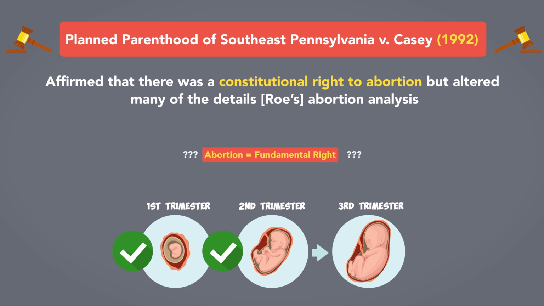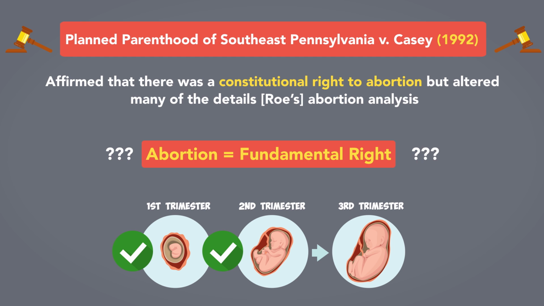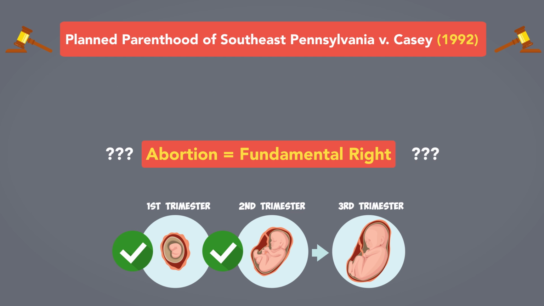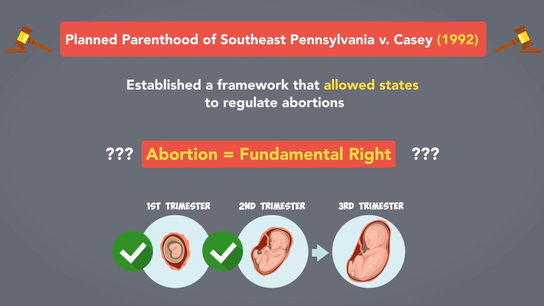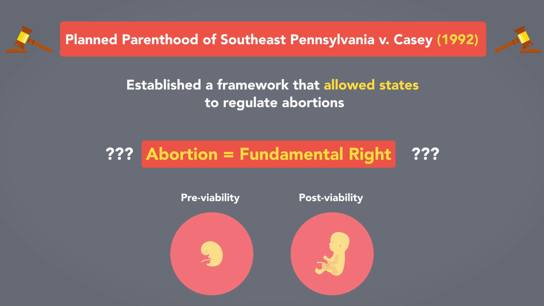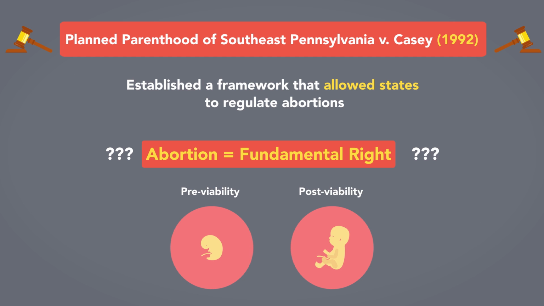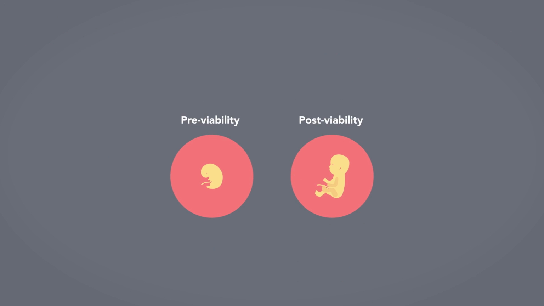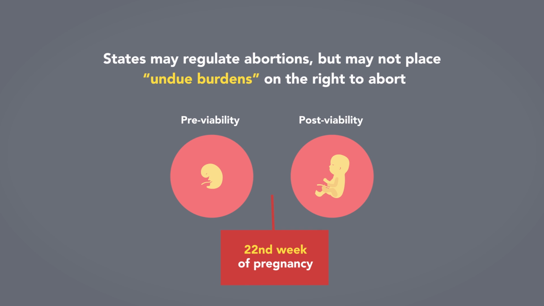While the Casey decision was unclear as to whether the court still considered abortion a fundamental right, it established a framework that allowed states to regulate abortion and, abandoning the trimester framework, divided its holding between pre-viability and post-viability abortions. Before the fetus is viable, roughly the 22nd week of pregnancy, though this is a matter of staunch debate, states may regulate abortions, but may not place undue burdens on the right to abort.